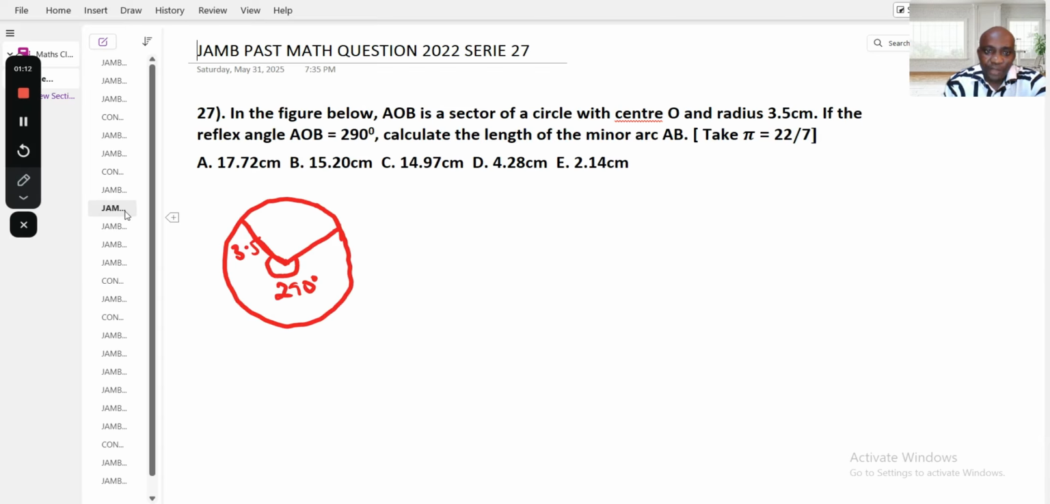In the figure below, AOB is a sector of a circle whose center is O and radius 3.5 centimeters. If the reflex angle AOB is 270 degrees, calculate the length of the minor arc AB.